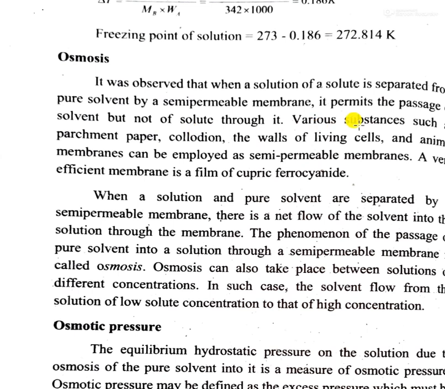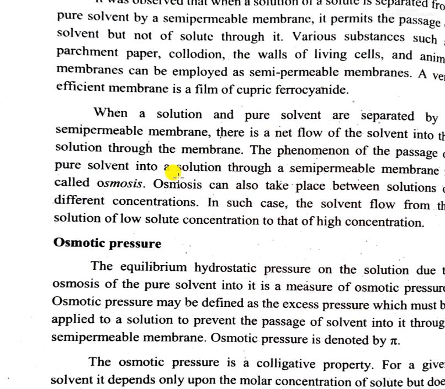Therefore, from the solvent part, the solvent molecules will try to penetrate the semi-permeable membrane and reach the solution. This phenomenon, the passage of a pure solvent into a solution through a semi-permeable membrane, is called osmosis. It can also be defined in terms of two solutions being separated by a semi-permeable membrane and the concentration of the two solutions being different. In such a case, the solvent will flow from a solution of low solute concentration to that of high concentration.